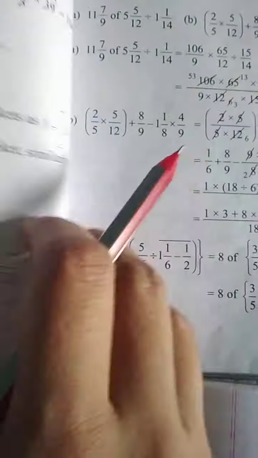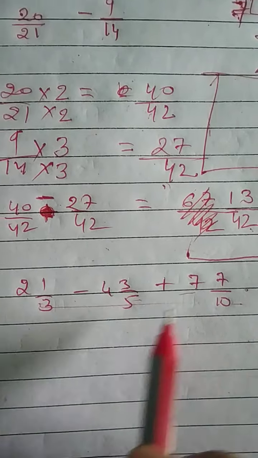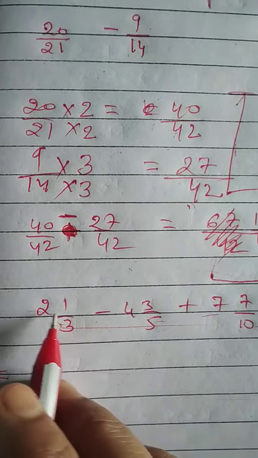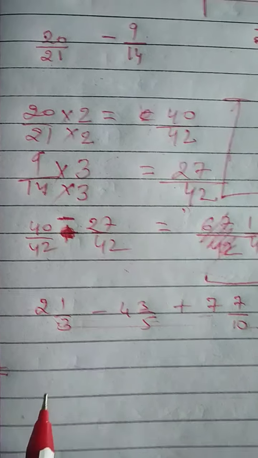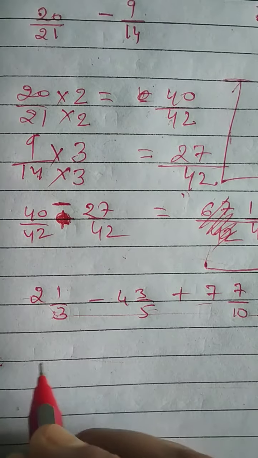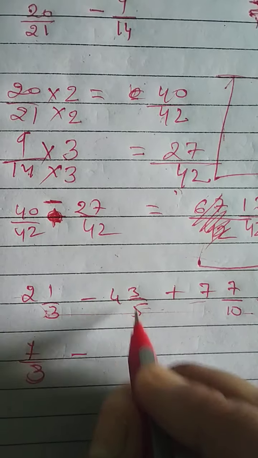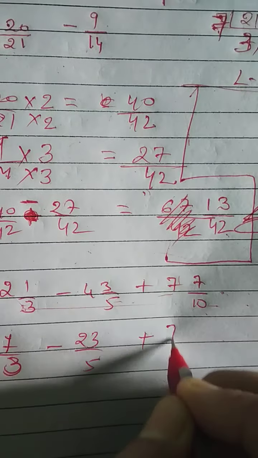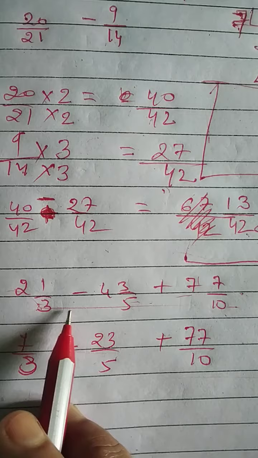Similarly, for an exercise question or example question, I have taken one. Suppose this is an example question. If this type of mixed fraction is there, then what will you do? First of all, we will change this into an improper fraction. All the mixed fractions you change into improper fractions. Okay. So 3 twos are 6 plus 1, 7 by 3, minus 5 fours are 20 plus 3, 23 by 5, plus 7 tens are 70 plus 7, 77 by 10. Now we have changed this into improper fractions.